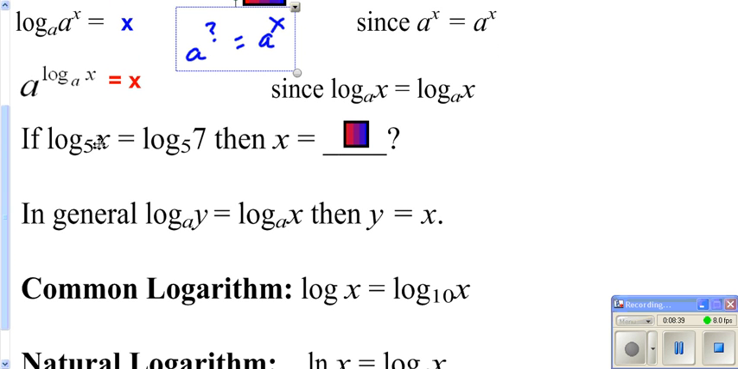Here we have a log on the left, log on the right. We have the same base. So if I said log base 5 of x equals log base 5 of 7, you would probably say, well, x has to be 7. That's basically what's going on here. If you have a log on the left, log on the right, they have the same base, then what's after your logs also has to be equal, and that's what we're saying here.